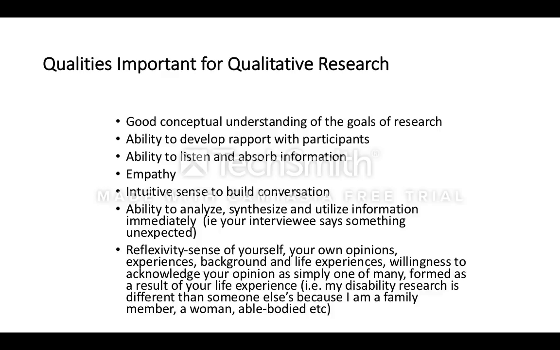Because as we'll discuss in a little bit, a really important way of increasing the rigor of qualitative research is reflexivity, is knowing what biases you bring to the table. We all have biases.